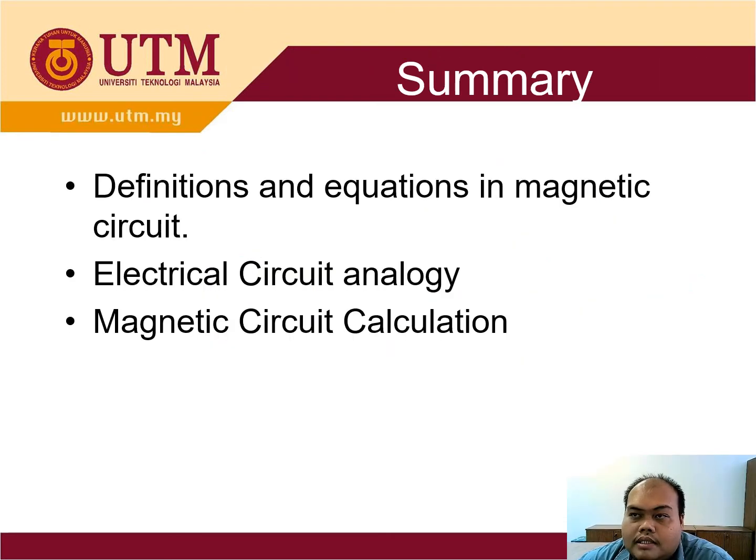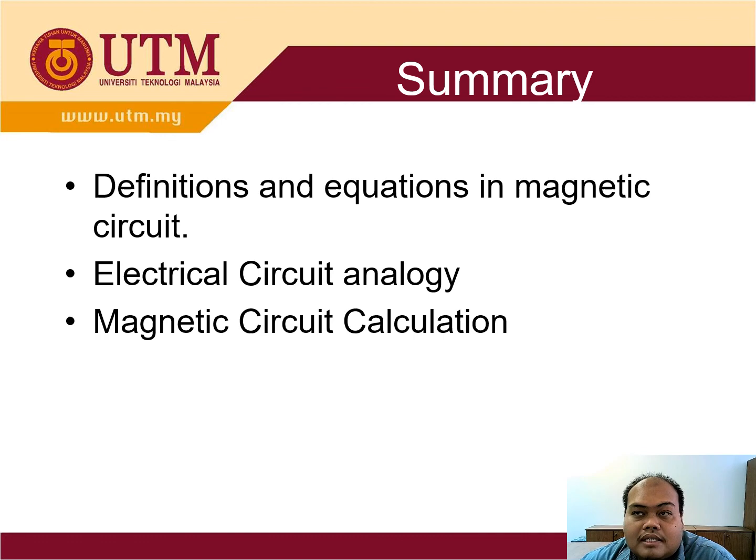We have concluded chapter 4b, which is the magnetic circuit. I will show you examples in the next class. For now you have to know the definition and equation of the magnetic circuit. You have to know what MMF is, what reluctance is, and the definitions you need to memorize: MMF, reluctance, H, B, and permeability. You have to know all of it. And then the electrical circuit analog: you need to know how to change from the magnetic circuit to the electrical circuit analog.